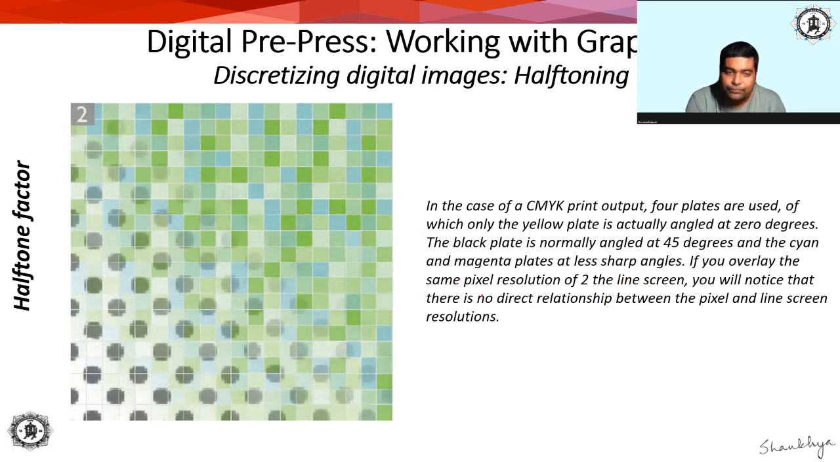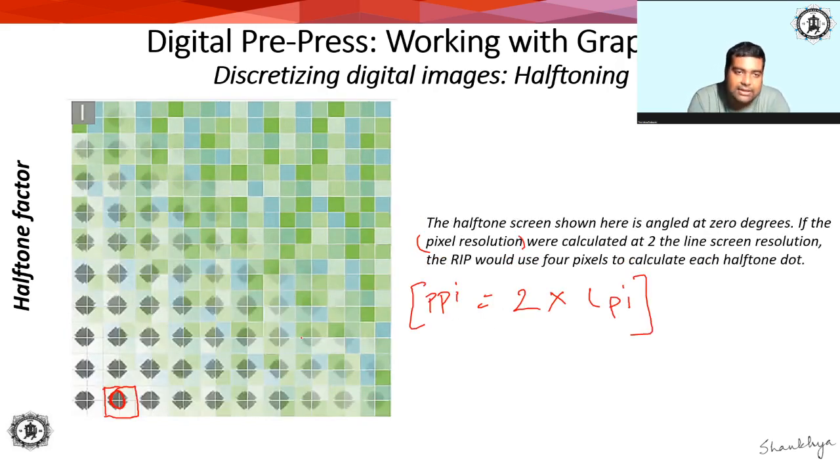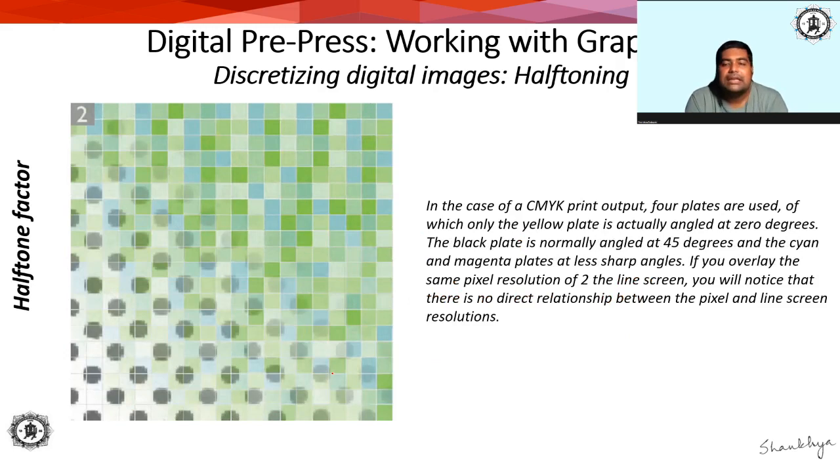What is that case? See, in this first example, what was the screen angle? It is 0 degree, right? No screen angle is used. But here when we are trying to generate screen angles which is not 0 or 90 degree, then there would be a problem. Where, how? See, it is written that if you overlay the same pixel resolution of twice the line screen, here you will notice that there is no direct relationship.